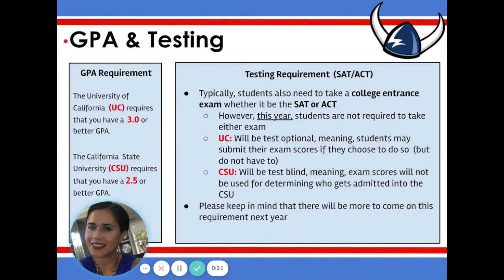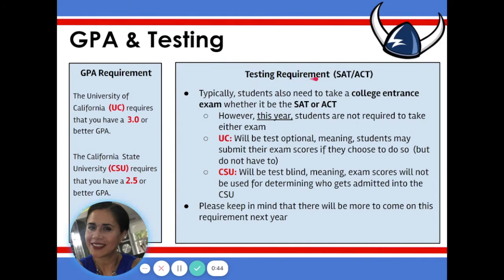Hello, this is Ms. Aldaña, and I will be reviewing the following admission requirements: GPA, testing, and extracurricular activities. The University of California requires that you have a 3.0 or better GPA. The California State University requires that you have a 2.5 or better GPA.